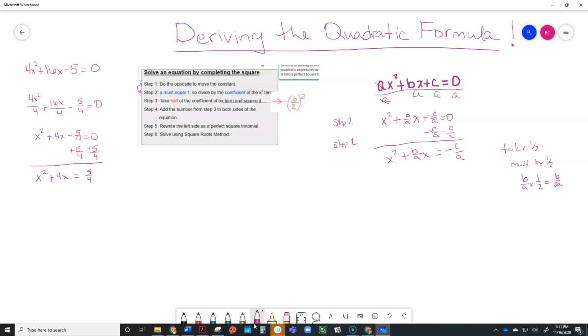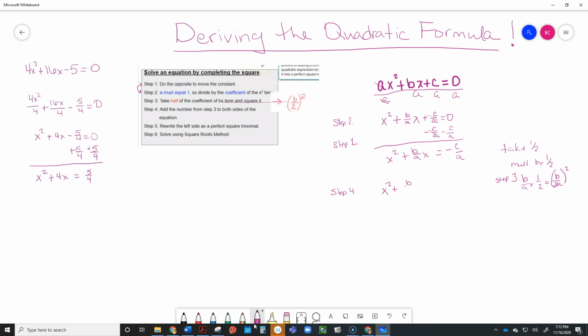So it says take half the coefficient of the bx term, there's half, and square it. So I'm going to take half of this term right here, and now I'm going to square it. So this is step 3 right here. I took half of the term to square it. Now step 4 says add that to both sides of the equation. So this is step 4. So add that now to both sides of the equation.